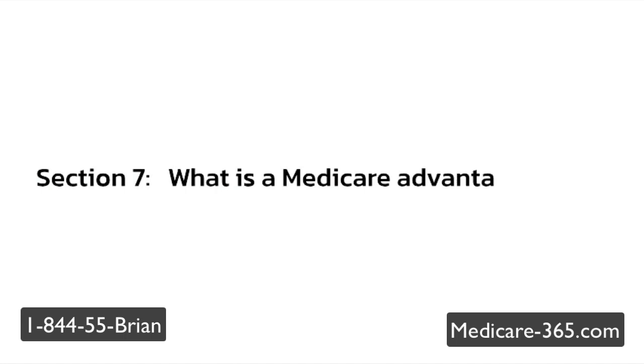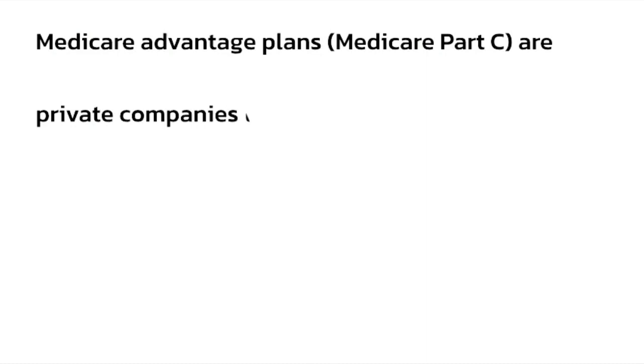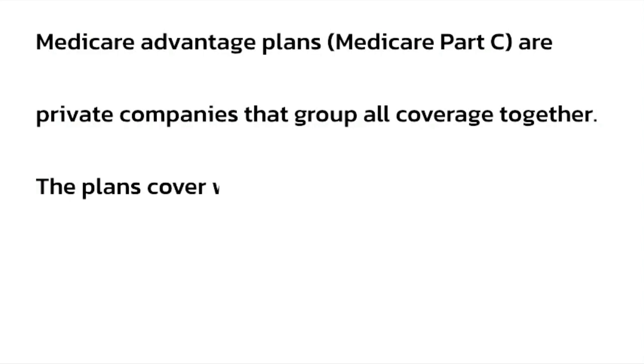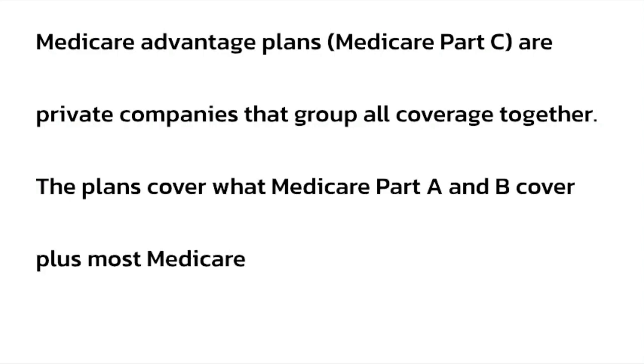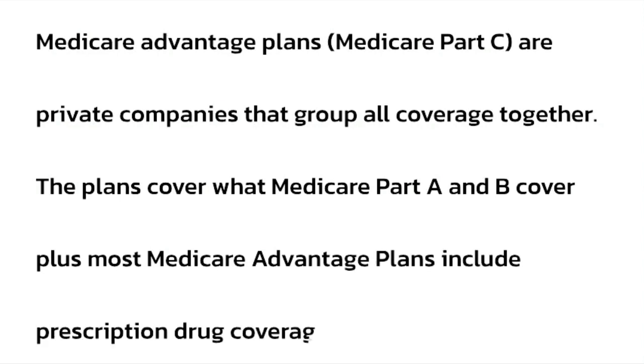Section 7. What is a Medicare Advantage plan? Medicare Advantage plans, also known as Medicare Part C, are private companies that group all coverage together. The plans cover what Medicare Part A and B cover, plus most Medicare Advantage plans include prescription drug coverage, Part D, and also some vision, hearing, and dental coverage.